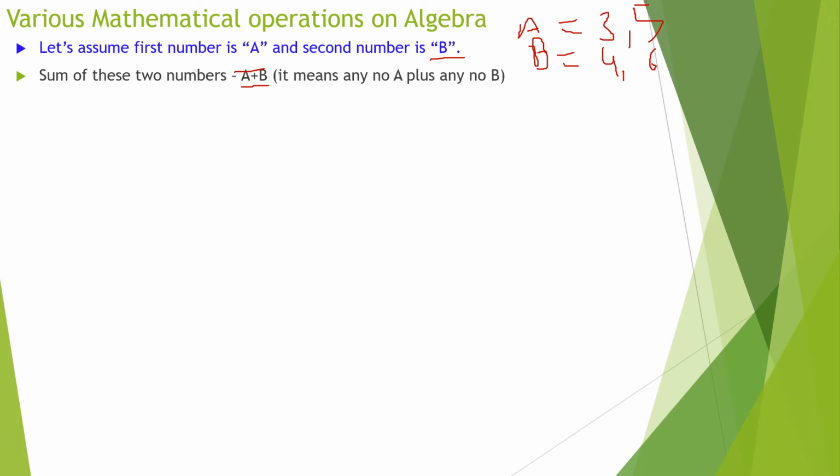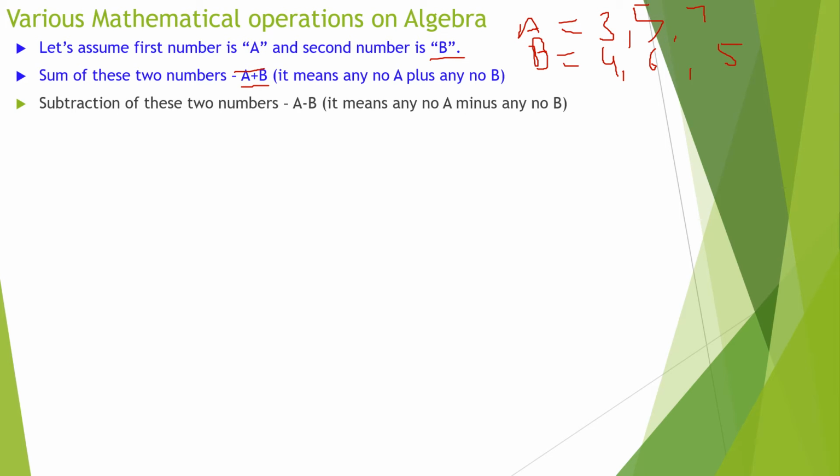Same way, now let's assume A is 7 and B is 5. Now we want to perform subtraction. A minus B is equal to 7 minus 5 is equal to 2. So the next operation is subtraction of these two numbers, A minus B. We write this subtraction operation on A and B as A minus B.